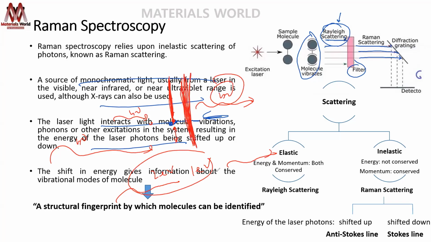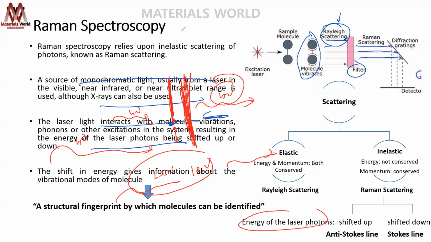So that means your scattered photon can have a higher energy, because the molecule was already at a higher energy state. So that energy is added to the final scattered photon, and you get a higher energy. That is also Raman scattering.